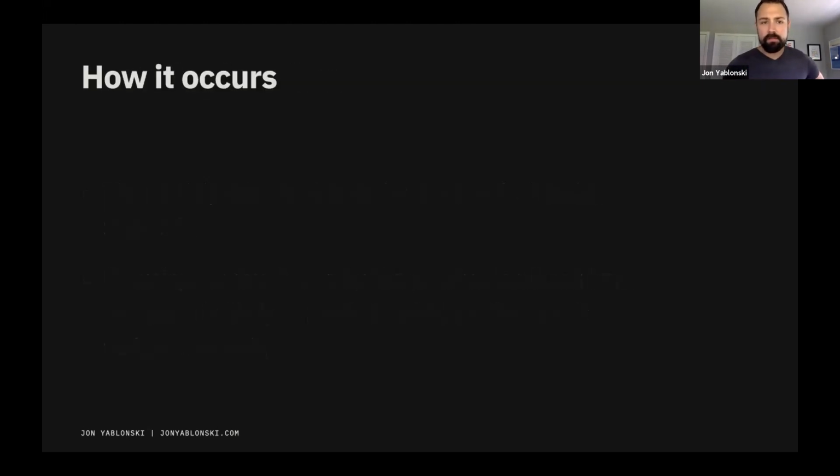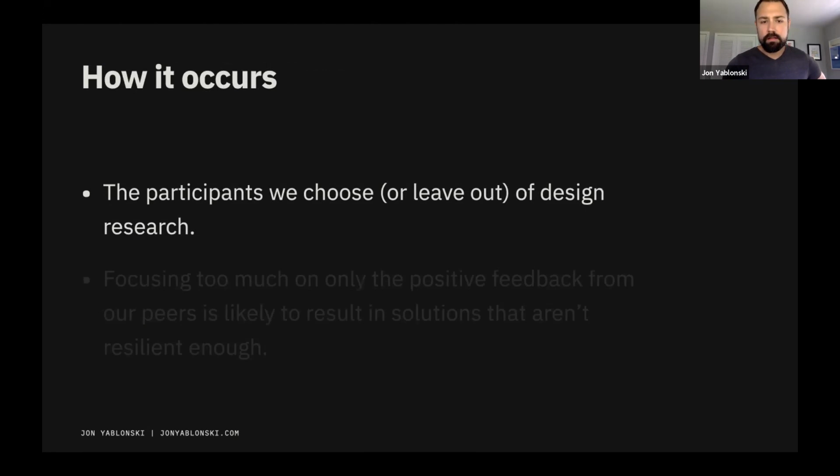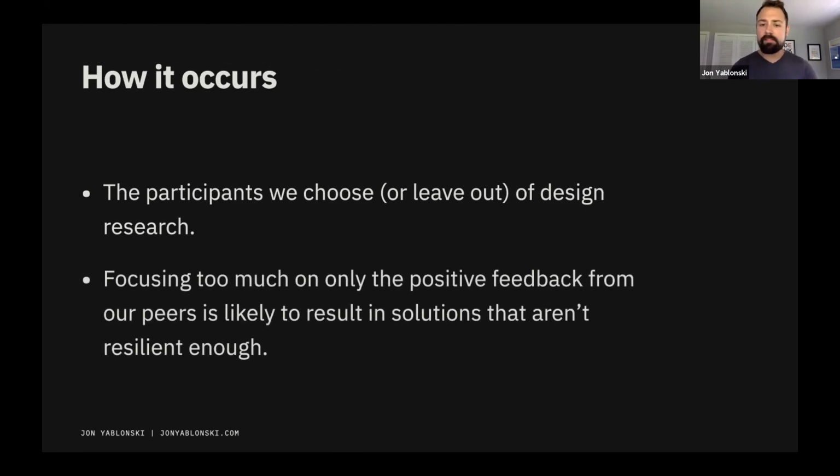Secondly, when we focus too much on only the positive feedback from our peers, it's likely to result in solutions that aren't resilient enough, right? So the best design solutions are the ones that consider a diversity of perspectives, specifically in regards to the people that will be using the end product or service that we're making.